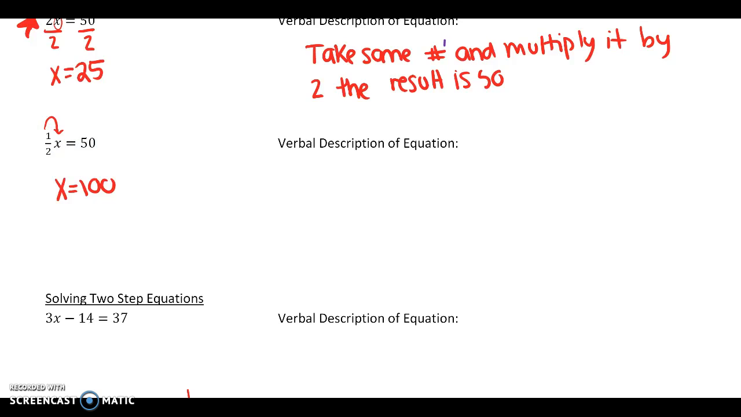Okay, or the other way you can do this is by undoing the operations. And this is where it gets tricky. So I'm going to clear some space here.